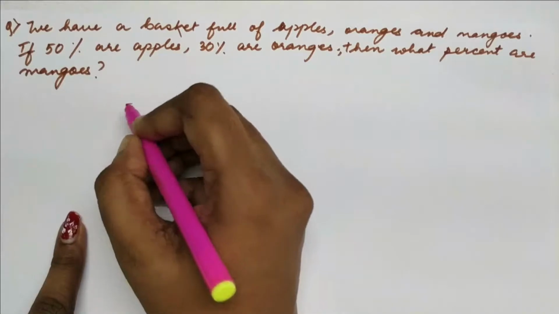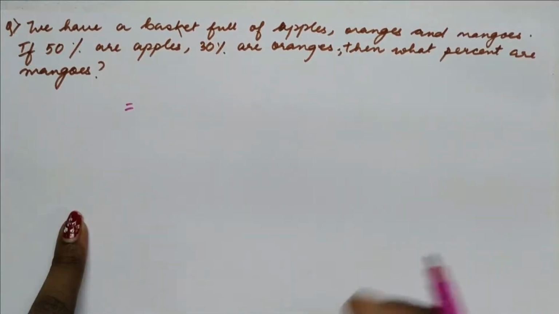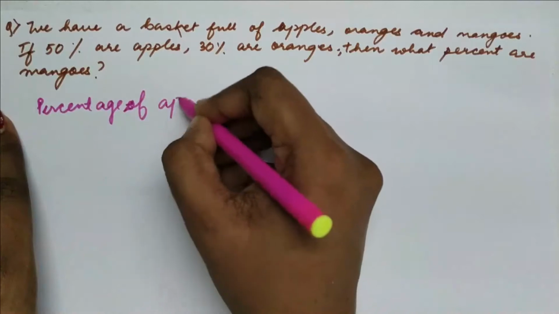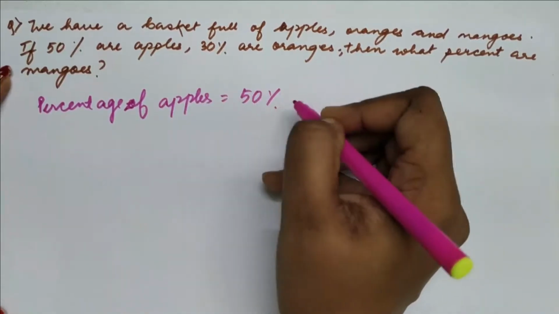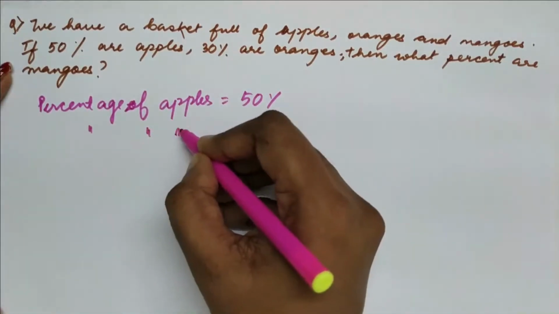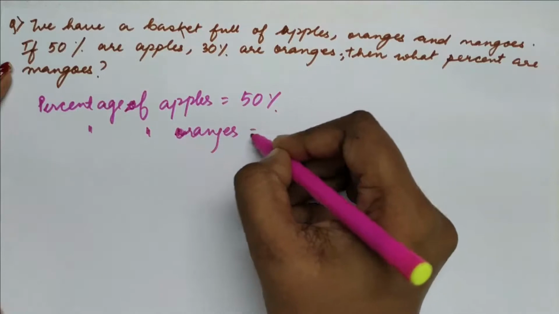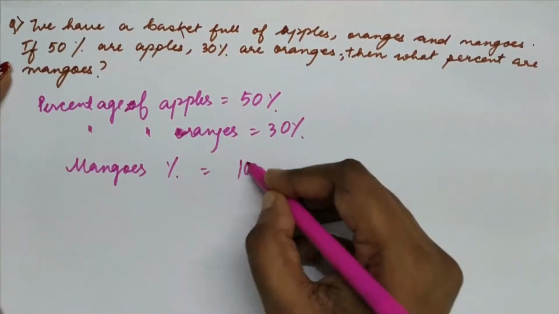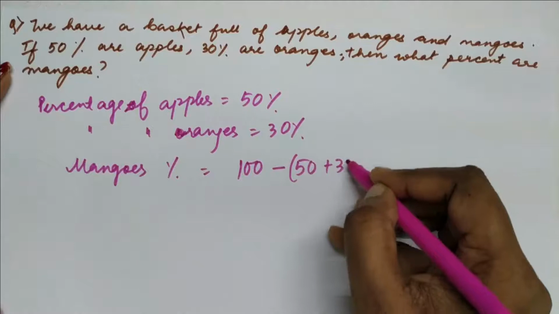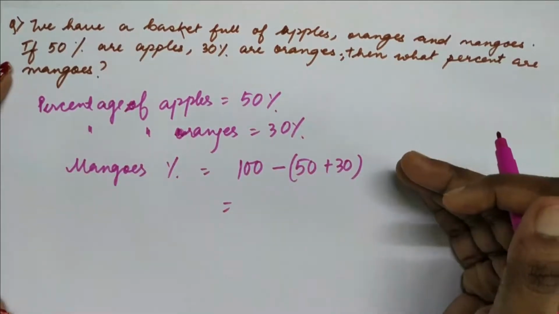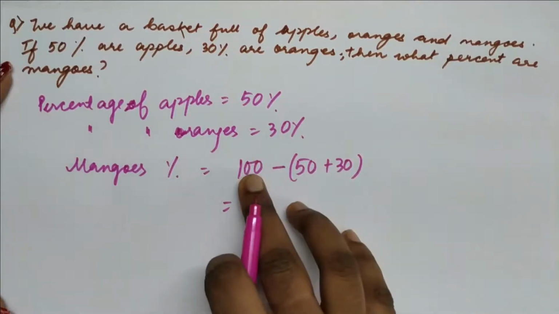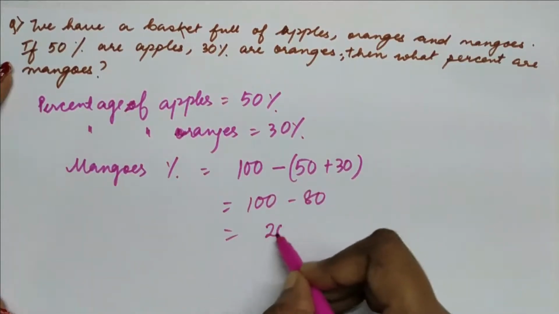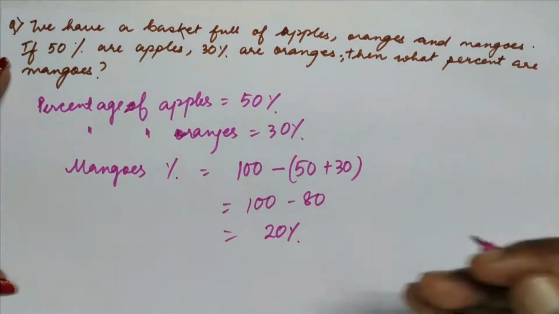So you know that when we are talking about percentage, it is 100%. That's the figure. So percentage of apples equal to 50 and percentage of oranges equal to 30. So mangoes percentage will be 100 minus (50 plus 30), because already these answers are in percentage. So we can directly subtract from 100 and get the answer. So we have to add these two. So 80. So 100 minus 80 is 20%. This is a very simple question. You can do it orally also.